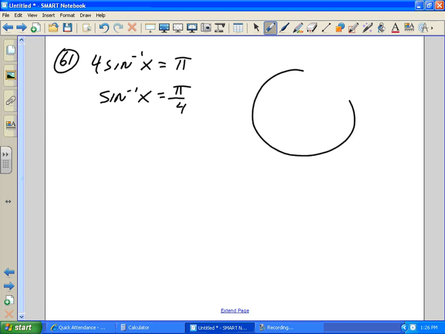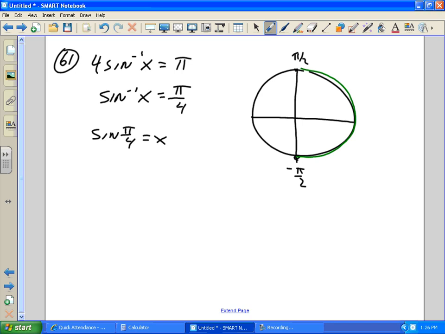Remember, the inverse sine is defined from negative pi over 2 to pi over 2, correct? Yes, you're right. Okay, so the inverse sine of x equals pi over 4. What you're really saying is that the sine of pi over 4 equals x. So what is x? What is the sine of pi over 4? Square root of 2 over 2. So square root of 2 over 2 is equal to x.